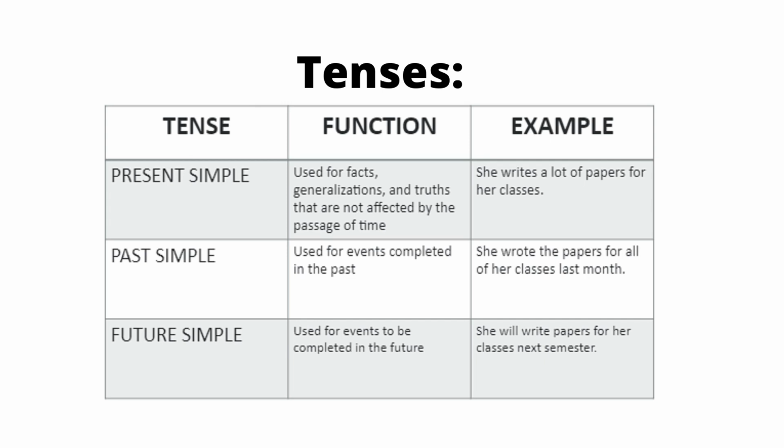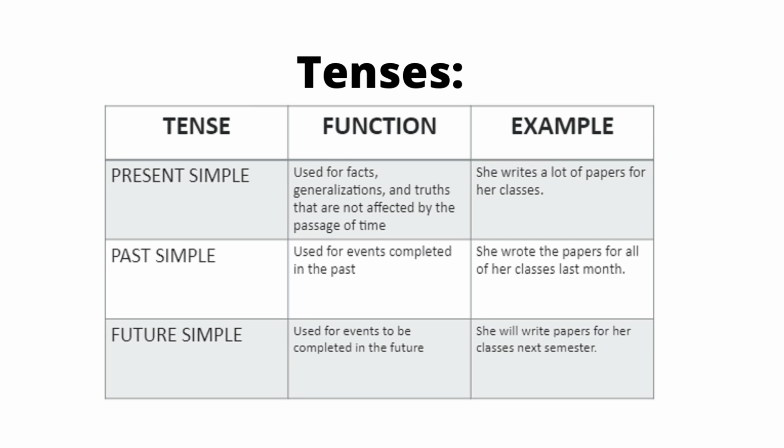Let us now see the uses of simple past tense. Its usage is simplest as the name suggests. It is used for events completed in the past. That means you can use this tense to refer to anything that happened in the past.